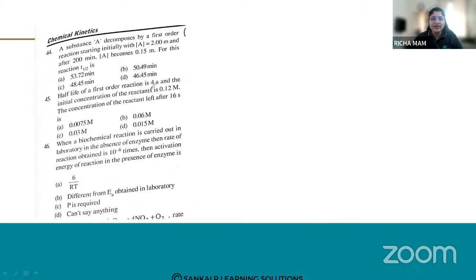The half-life of a first order reaction is 4 seconds and the initial concentration of the reactant is 0.12 M, molar. The concentration of the reactant left after 16 seconds is? How will you solve this? So T half is given: the T half of the first order reaction is 4 seconds. The initial concentration is 0.12 molar, so that is A naught. And the concentration of the reactant left after 16 seconds is asked. So T half is this and time is 16 seconds.